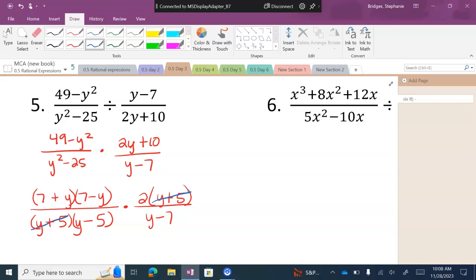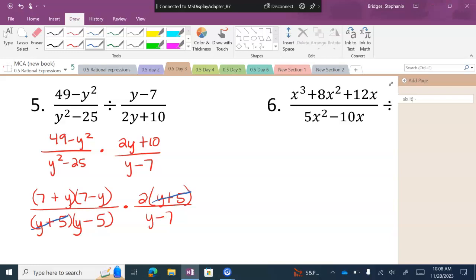And opposites always reduce to be negative 1. They don't reduce to be 1, canceling each other out, but they do reduce to be negative 1. That is only for subtraction and only when the order is switched. If I had addition, if I had y plus 7 and 7 plus y, those are the same because addition doesn't matter the order. Subtraction does.